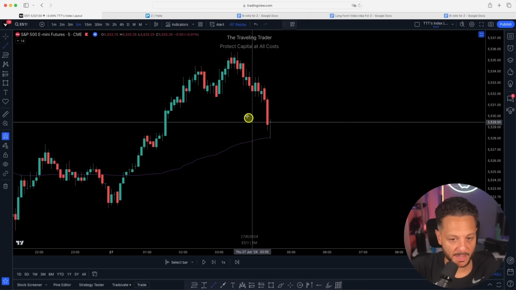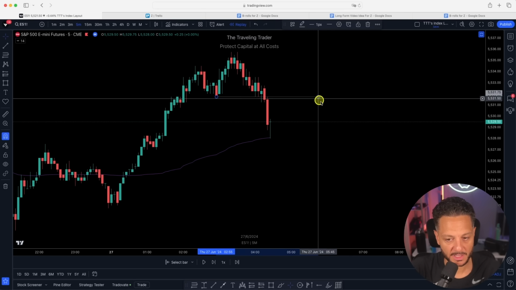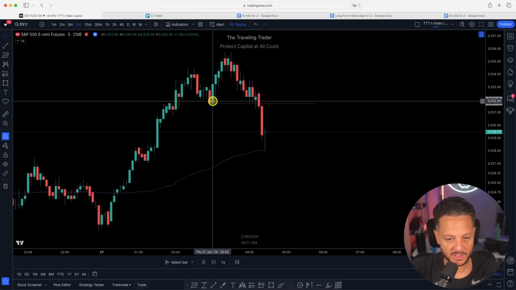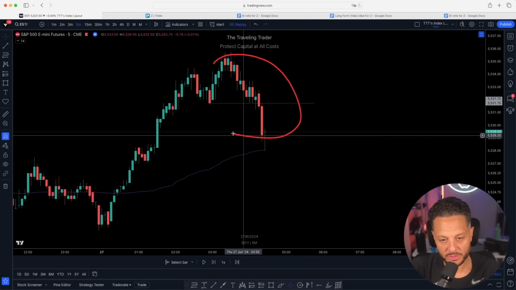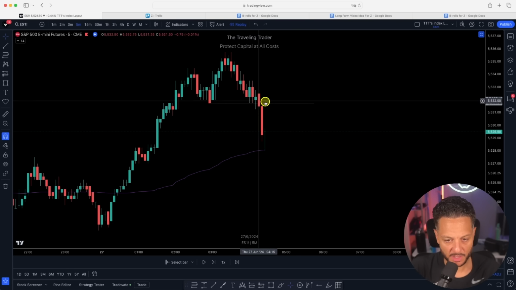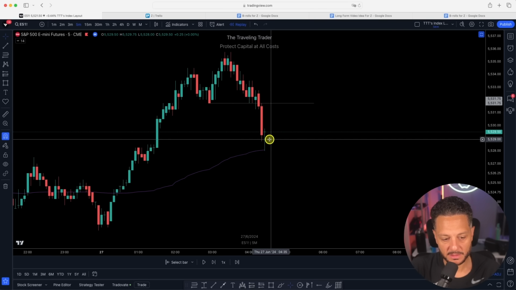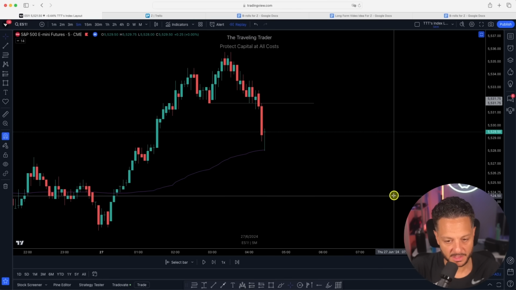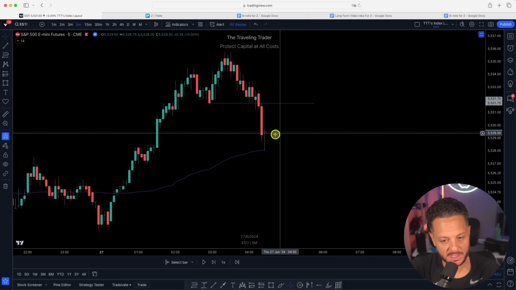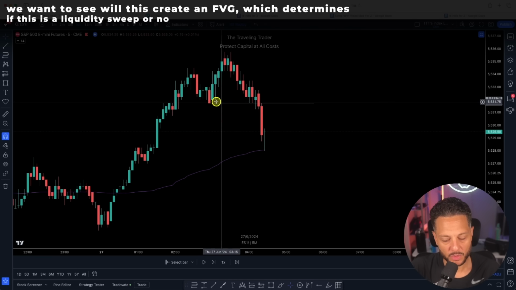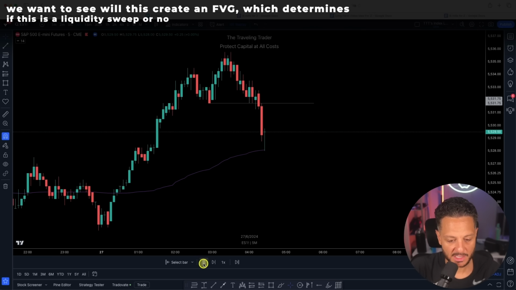All right, here's another example. We can see here that we swept the low. This right here is during the London session between 2 a.m. and 5 a.m. Eastern. You can see here that we swept the low so far, and this happens to be during the London kill zone. And again, there's nothing that says price can't just continue down, right? So what we want to see is, does this create a fair value gap or not, which would determine whether this is a liquidity sweep.